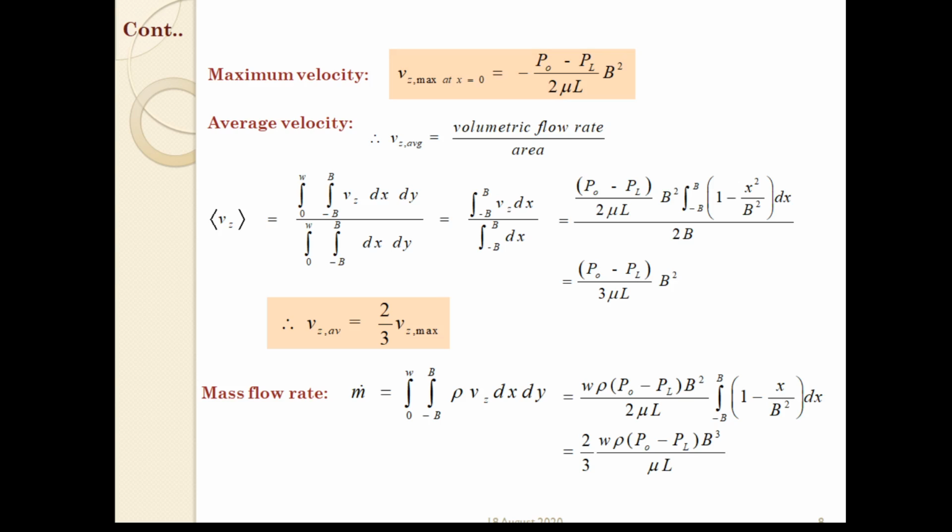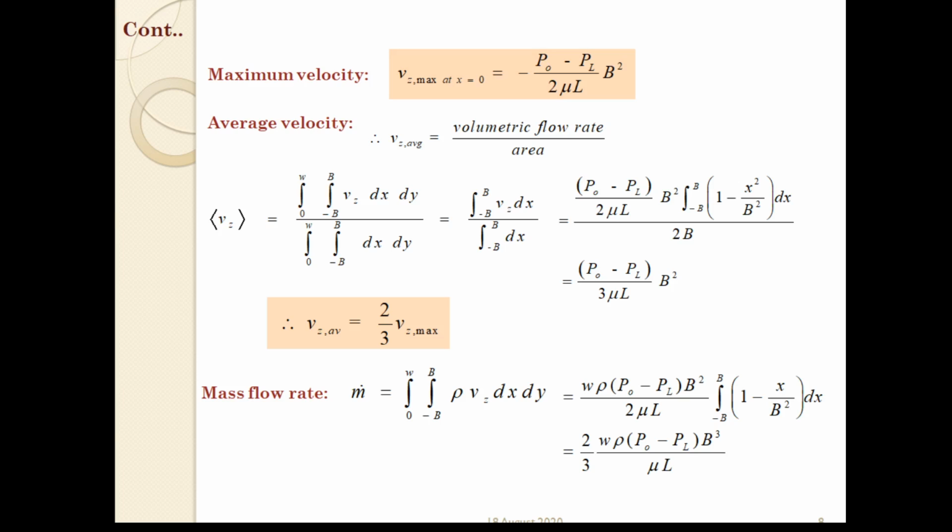From these two relations, the average velocity in the z direction equals 2/3 vz max, because vz max is (p0 minus pL) upon 2 mu L b square, and the average velocity is (p0 minus pL) upon 3 mu L b square. So the relation between the average velocity and the maximum velocity is vz average upon vz max equals 2/3.